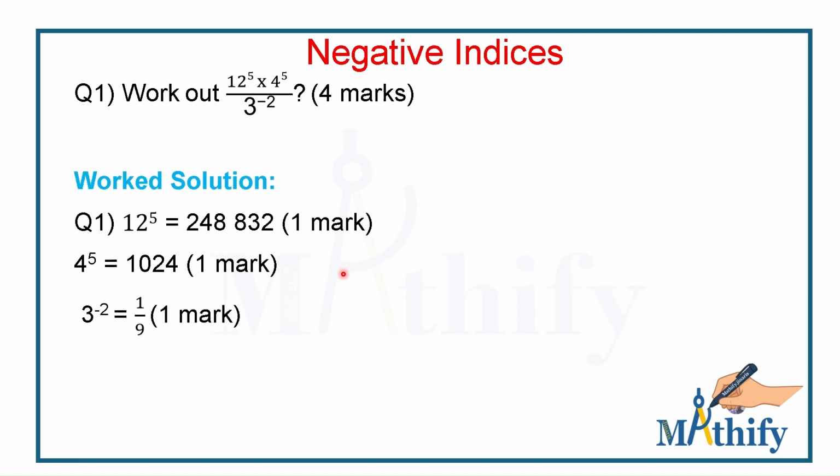Now to get the final mark, we plug in all of these values into this formula or our solution. So 248,832 multiplied by 1024 divided by 1 over 9, that will give us our final answer of 2.29 times 10 to the power of 9 to 3 significant figures. So these are your 4 marks secured.